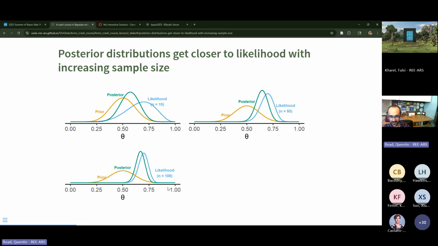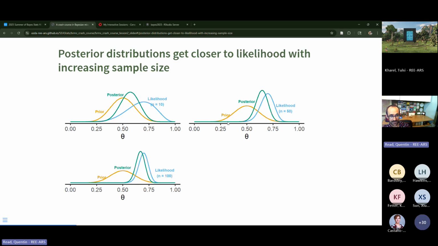If we had 100, we're even closer, right? The posterior, it's not quite there with 100, but it's darn close. It's almost exactly lined up with that likelihood. Now, if we kept going and kept observing like 700 to 300, eventually the influence of the prior would completely go away and the posterior would look exactly like the likelihood.